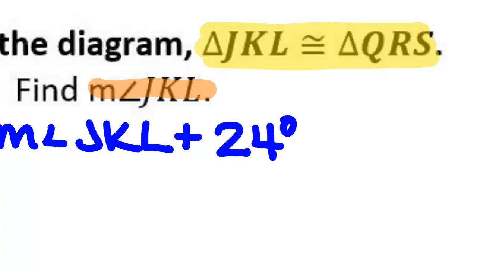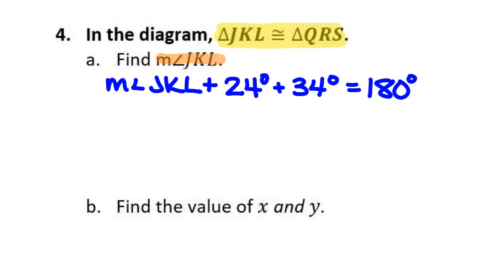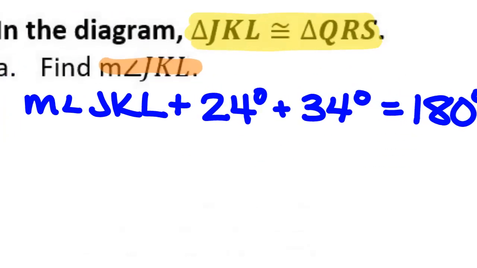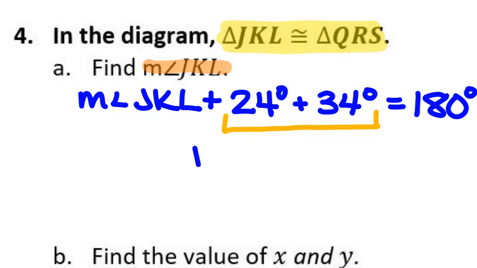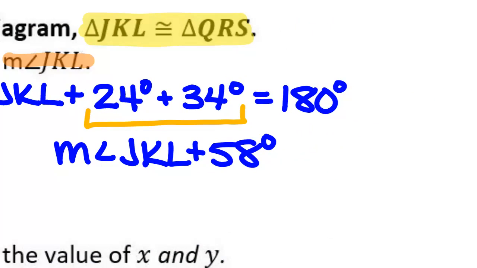24 degrees plus 34 degrees equals 180 degrees. Perfect. So now I'm going to combine my two like terms together, 24 and 34, and I get what? 58. So the measurement of angle JKL plus 58 degrees equals 180 degrees.